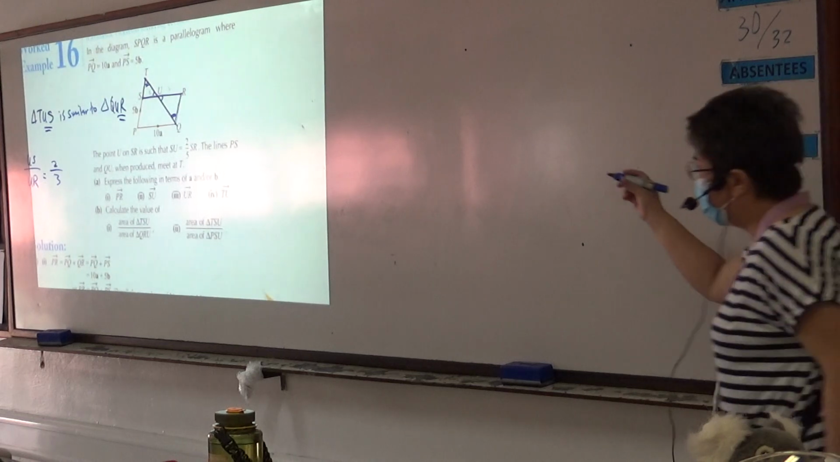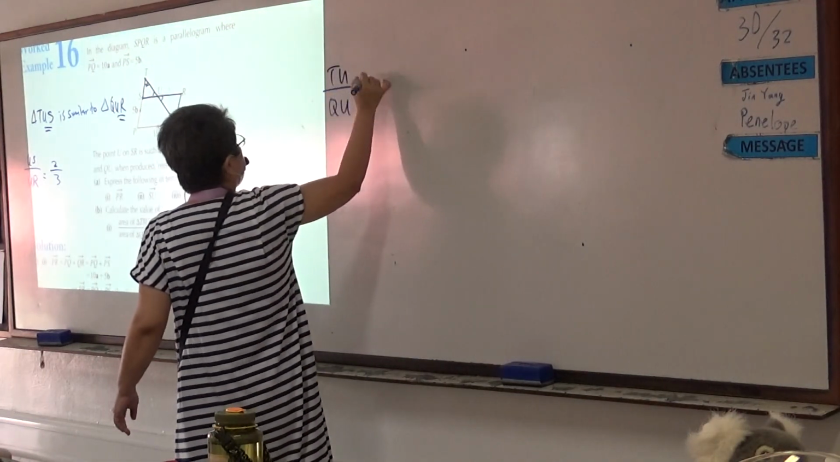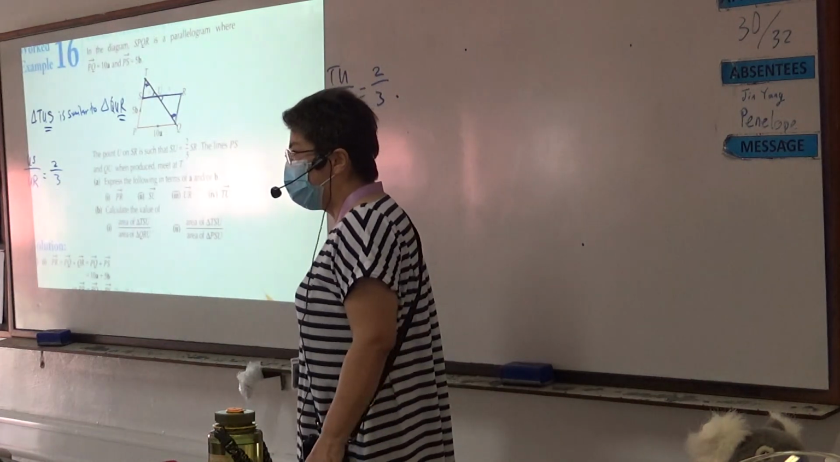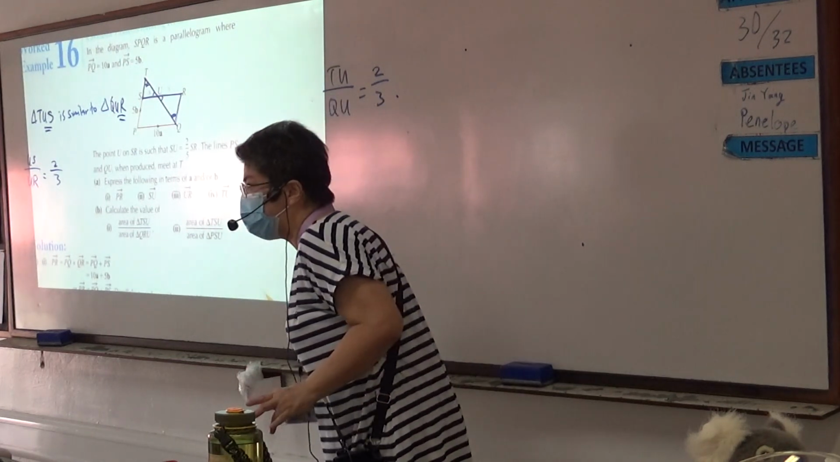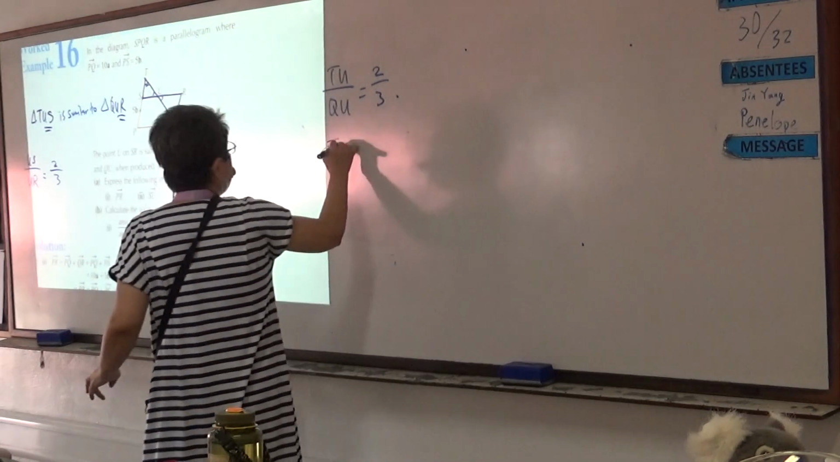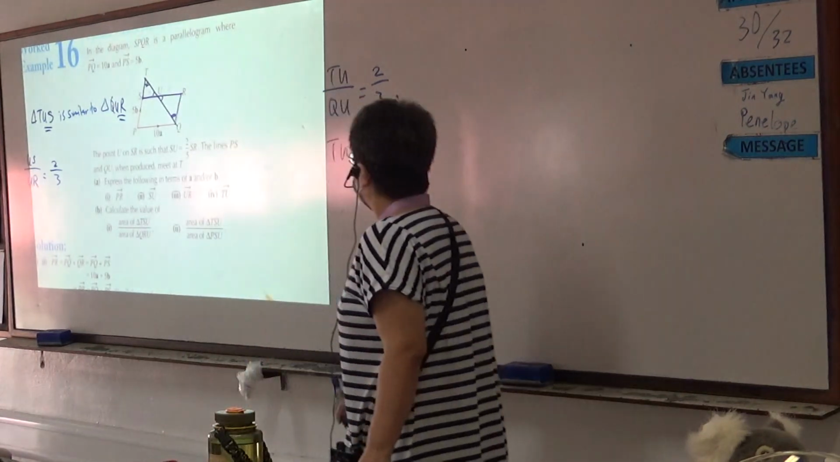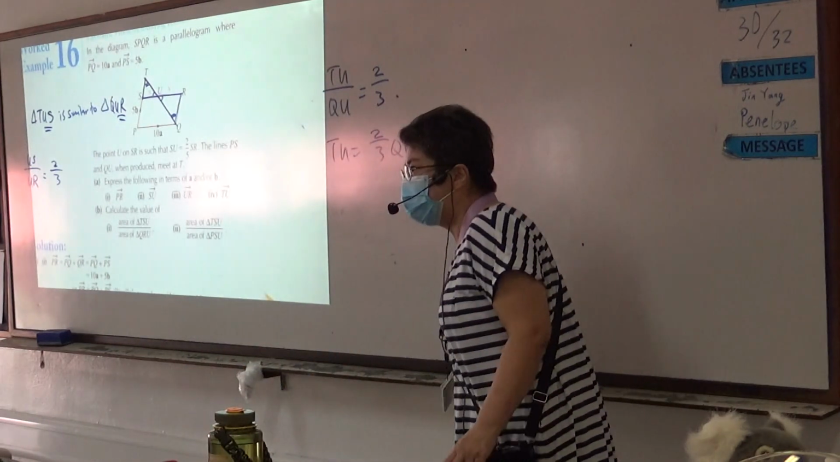TU over QU is 2/3, right? You understand? Because it's similar triangles, so the ratio must be the same. So actually TU is 2/3 of QU, right? I don't put the sign first, like that, right? It's the length, right?